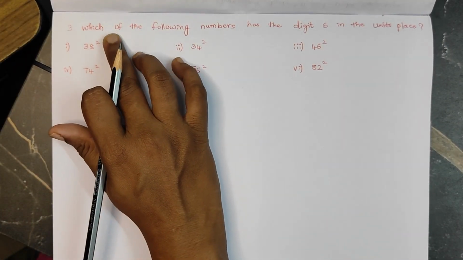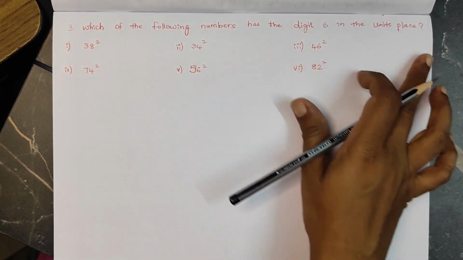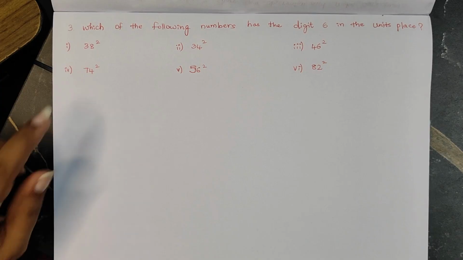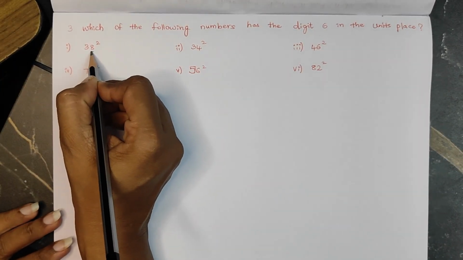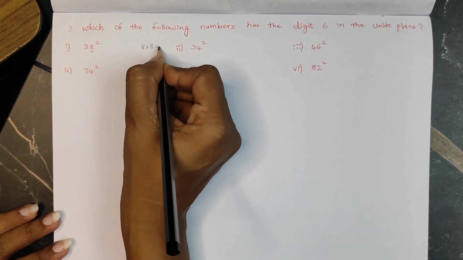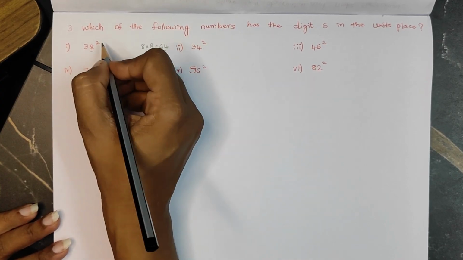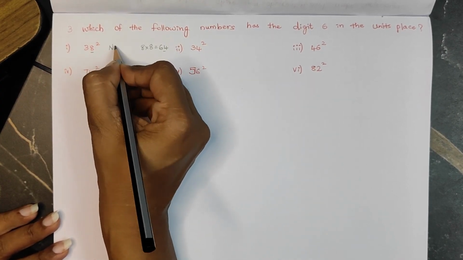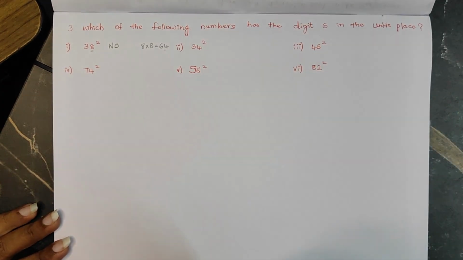Okay, for the third question, which of the following numbers has the digit 6 in the units place? So first question is 38 square. So what is the unit digit? We are getting 8, right? 8 multiplied by 8 is how much? 64. So it is ending with 4. So first answer will be no. It is not ending with 6 in the units place.